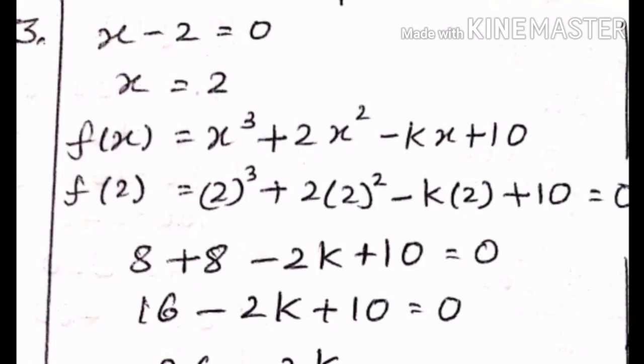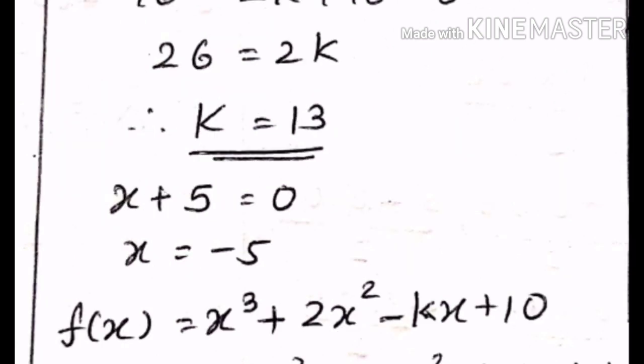So now I start: x minus 2 is equal to 0, x equal to 2. So in f(x), instead of x we put the value 2 and we set the expression equal to 0. Why? Because it is a factor, so the remainder is always 0. So now taking 2 cube 8 plus 2 square into 2, 8, minus 2k plus 10 is equal to 0. As the expression is solved we get our k value here. So k is equal to 13 by solving it.